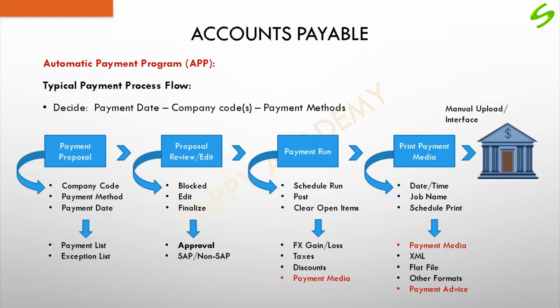Let's look at the next step. Our payment media or payment file is generated. Now the file has to be sent to the bank. To send the file to the bank, companies use different methods. Some companies generate the file and upload the file in the bank website, or some companies have an interface with the bank. Once the file is generated, the file directly goes to the bank and the bank uploads it into their payment server and then makes the payments. These two possibilities are there.